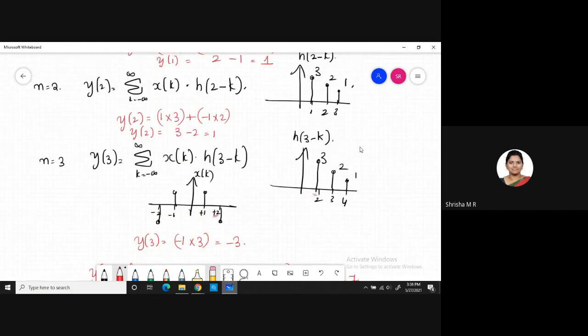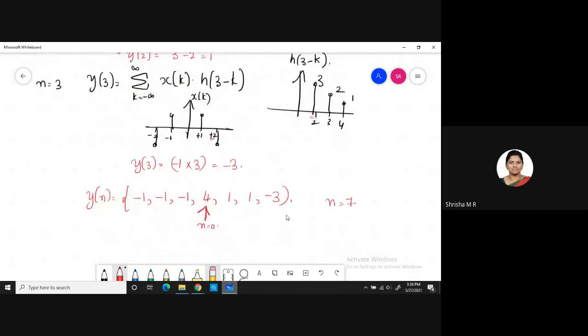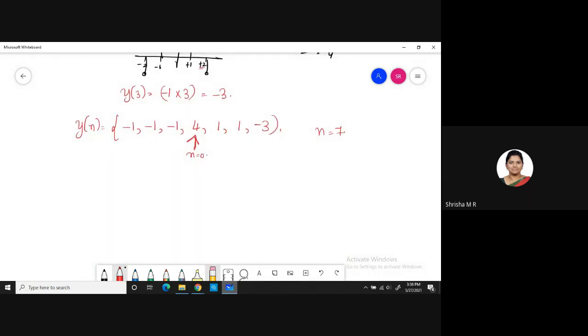So at n is equal to 3, similarly you will have overlapping only at 2. This is one shift right with respect to h of 2 minus k, h of 3 minus k. Okay. So overlapping space is only at +2. So it's -1 into 3. It's -3. So we have got our samples from -3 to +3.